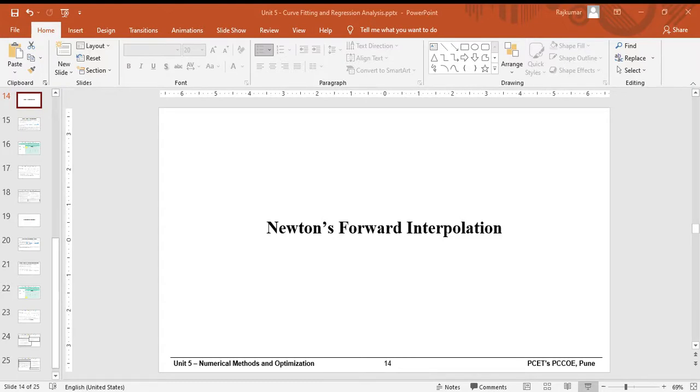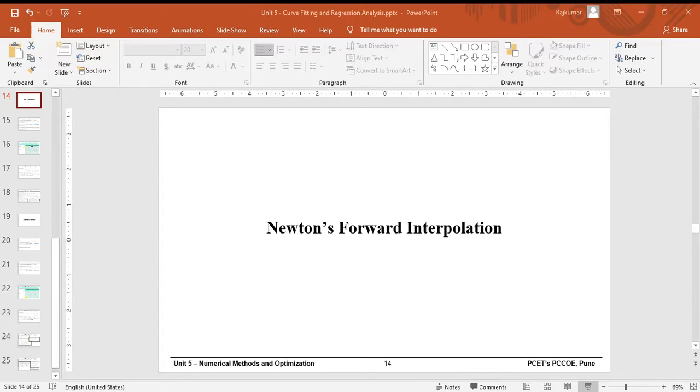Then Newton's forward interpolation formula, that contains y naught and the forward differences of y naught, is given as yp is equal to y of x naught plus ph, which is equal to y naught plus p, the forward operator called del y naught, plus p into p minus 1 upon 2 factorial del square y naught plus p into p minus 1 into p minus 2 upon 3 factorial into del cube y naught plus up to p into p minus 1 into p minus 2 up to p minus n minus 1 upon n factorial into del raised to n y naught.